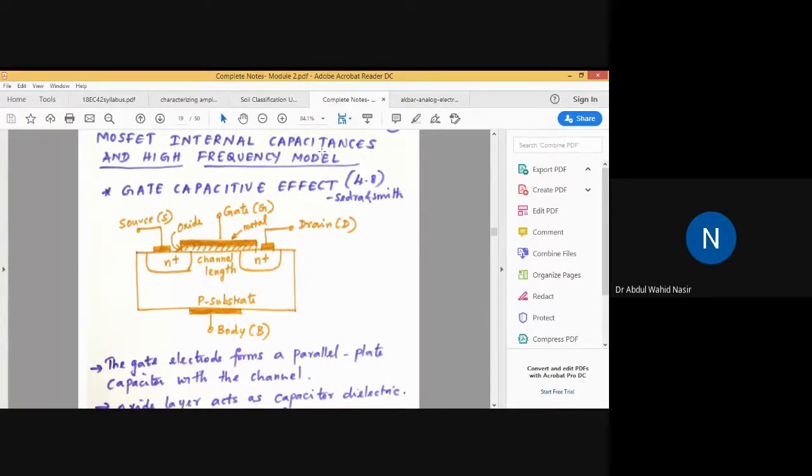So what is the internal capacitive effect? Since we have different terminals in the MOSFET, source, gate, drain, body, between all those terminals, internal capacitance is there. Once you consider those capacitances, then the small signal circuit model we have obtained does not work fine.